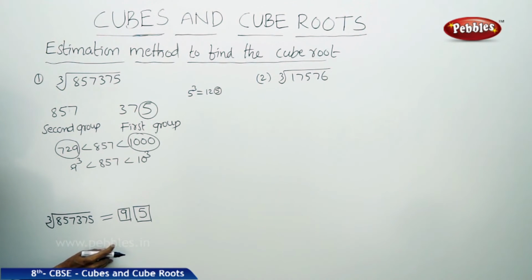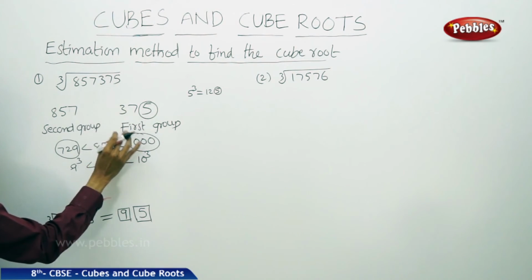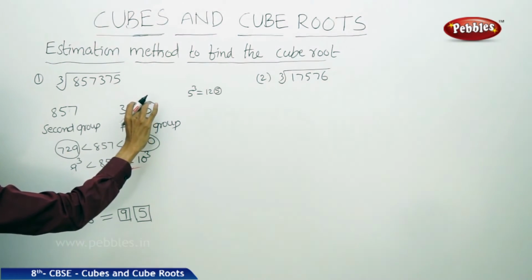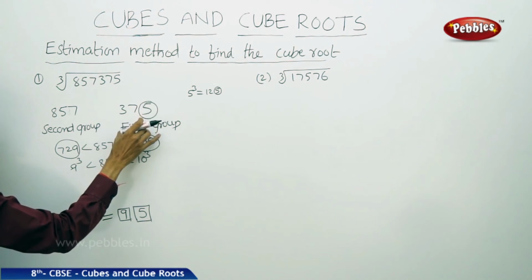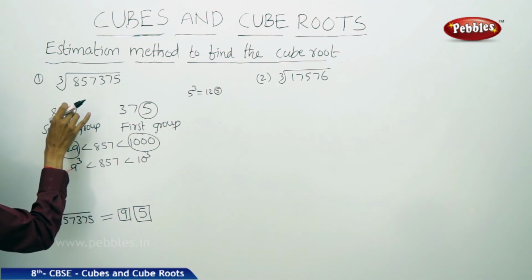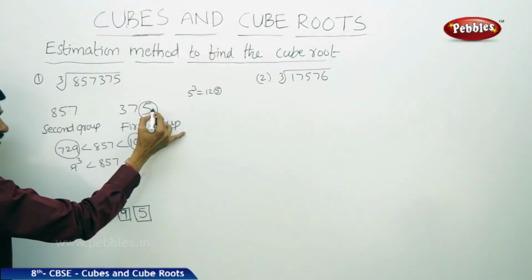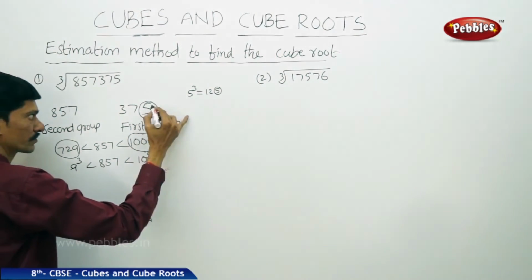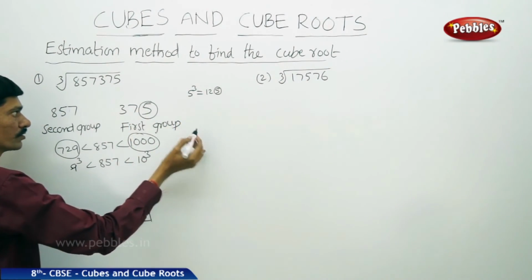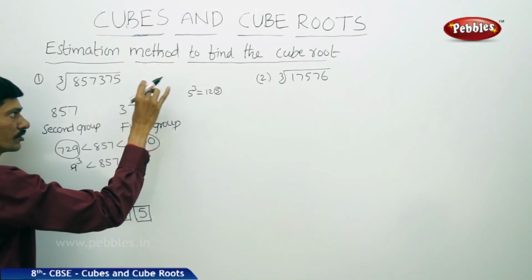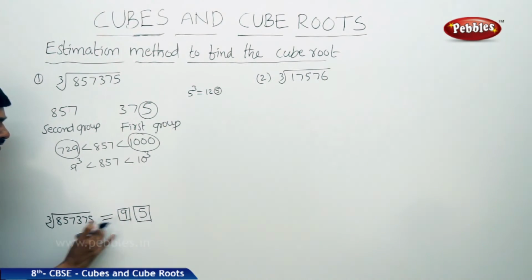Once again I repeat. First you have to divide the given number into two groups, from the right side: 3 digits 3, 7, 5 in the first group, and the remaining digits in the second group. Now consider the first group. The units place of the first group is 5. When a number ends with 5, its cube ends with 5, and when the cube ends with 5, its cube root also ends with 5. So this 5 is the units place of the required cube root.